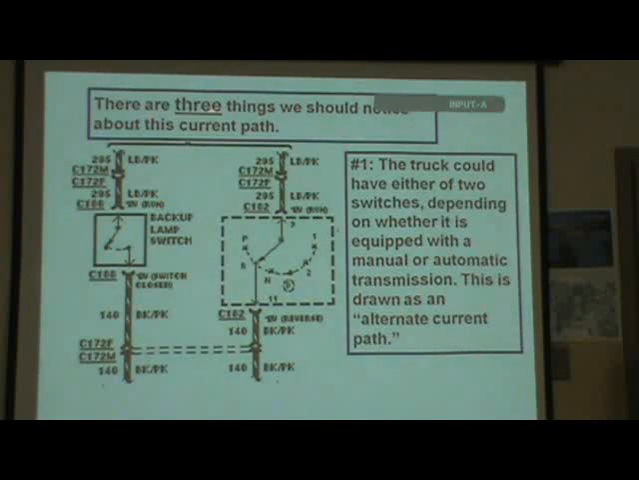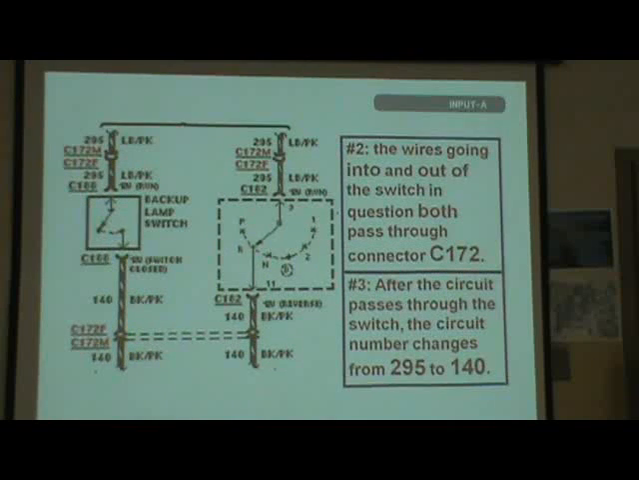Okay. We should notice about this current path. This one right here means that it could have either one or two switches depending on whether it's manual or automatic transmission. That's an alternate current path. See that thing up there? When you see it coming in from here and going this way and that, you know if it's automatic it's this and the other way if it's manual.